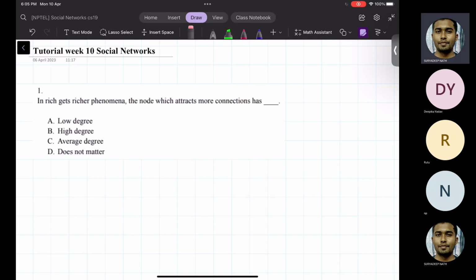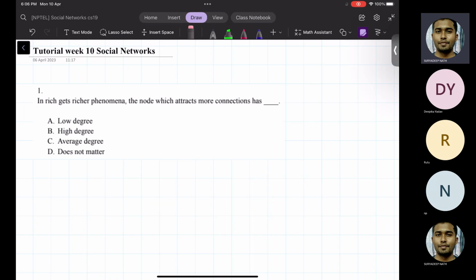Today we'll be discussing week 10 assignments from previous iterations of this course. There are 10 questions, and if you have any doubt, you can pause me in between and ask, or else you can ask at the end as well. So, let us get started.